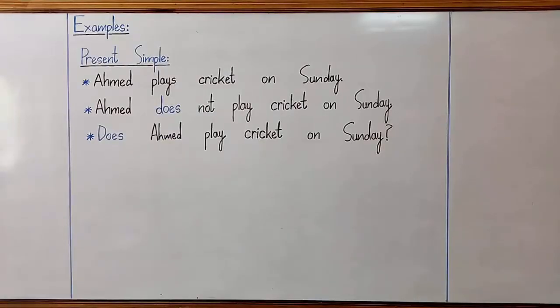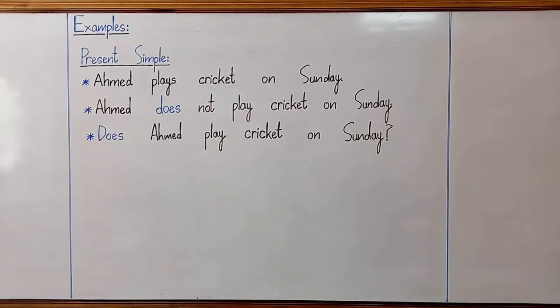The first example on the board of present simple is: Ahmed plays cricket on Sunday. The negative sentence is: Ahmed does not play cricket on Sunday. And the interrogative sentence is: does Ahmed play cricket on Sunday? So now you can see the usage of the first auxiliary verb of present simple, that is does. We use does in the negative sentence of present simple, and we use does at the beginning of the interrogative sentence.